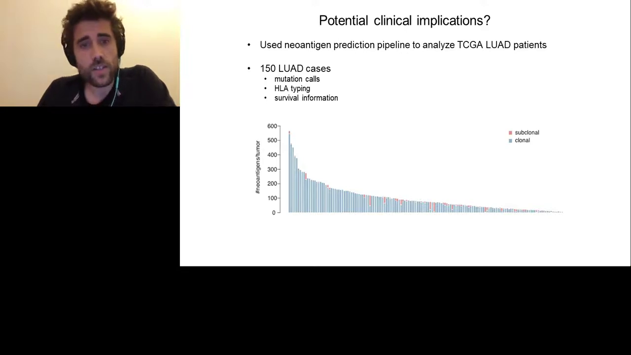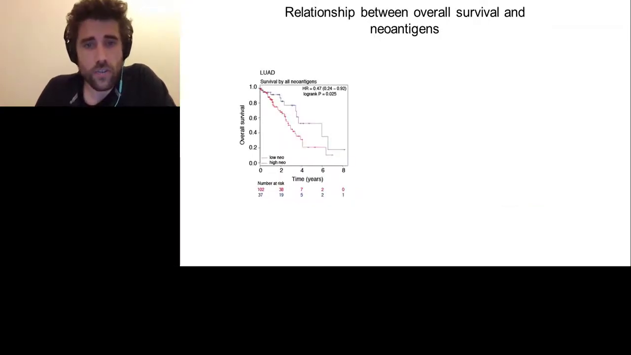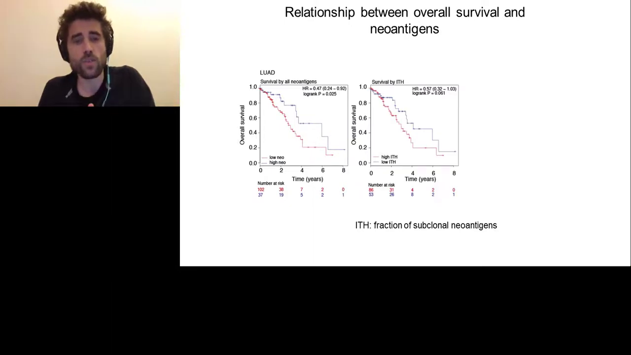And then we could ask, is this clinically relevant? So first of all, we just looked at all neoantigens. When we split according to high and low here by the upper quartile versus the other quartiles, we saw those patients with a high burden seem to do somewhat better than those with a lower burden. And we could also look at heterogeneity here, where we split according to some measure of heterogeneity, we saw some separation of the survival curves.